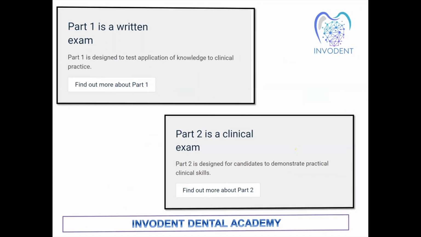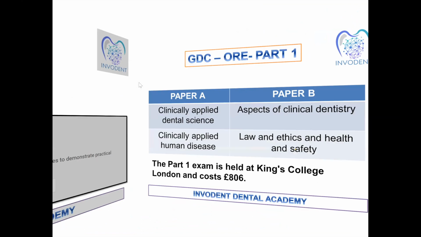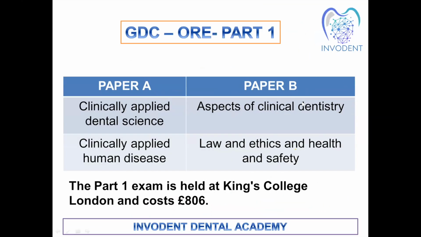So what is the written exam? Let me tell you here. In the GDC ORE part 1, which is your written exam, we have paper A and paper B. In paper A, we have clinically applied dental sciences and human diseases. In paper B, we have aspects of clinical dentistry and ethics. So basics and clinicals in paper A and paper B. The part 1 exam will be held at King's College London, which costs you 806 UK pounds. So this is your part 1.